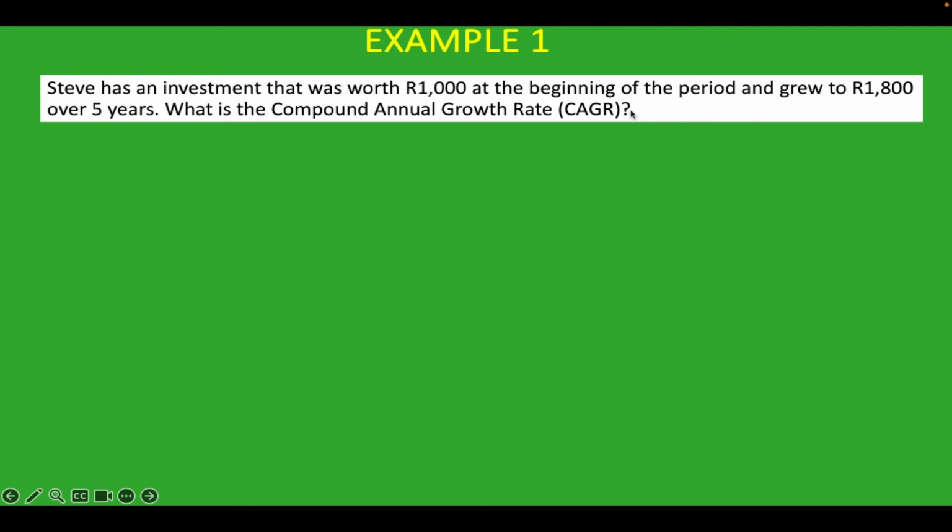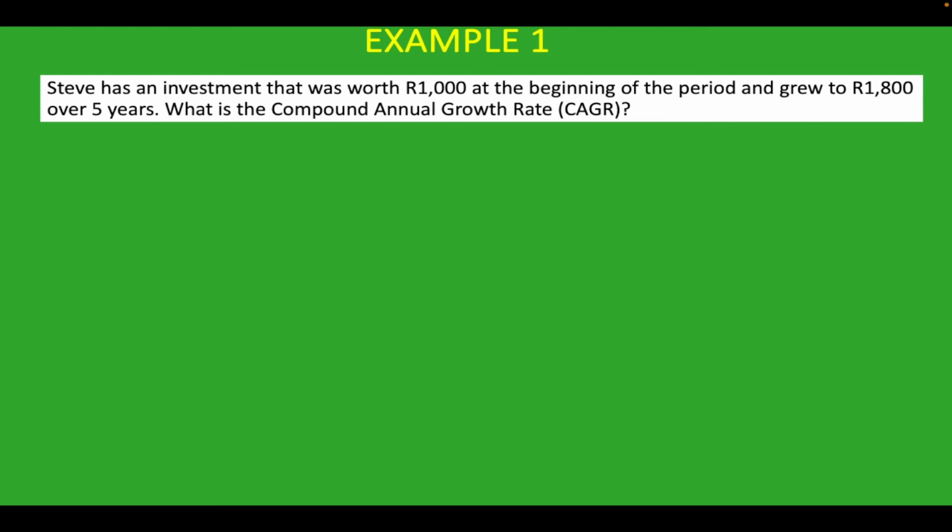So of course that's going to be my present value or beginning value, and it grew to 1,800 over 5 years. So that's going to be my future value or ending value. Okay, and then what is the compound annual growth rate? So obviously when we raise it to the power of 1 divided by the number of periods, here in this case it's 5 years, and you're noticing we're using the word periods and not years.